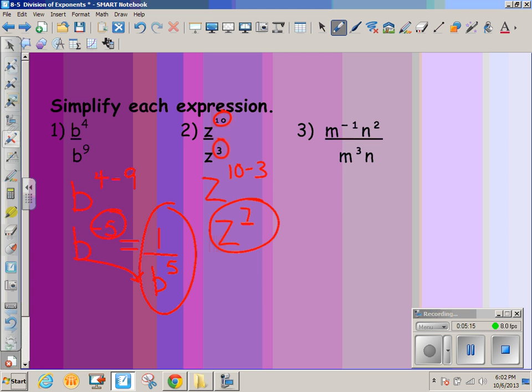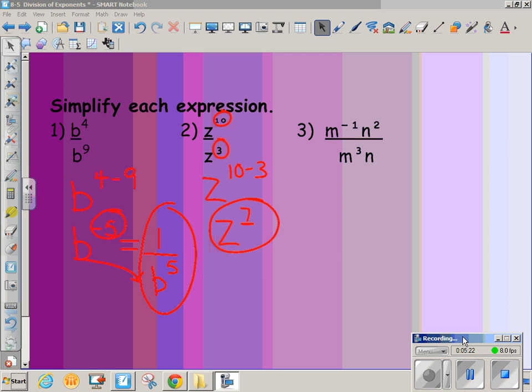Number 3. So now I see a fraction. I see a couple different things going on with this problem. I see an m, I see n's, I see that they are raised to powers of their own within the numerator and the denominator. So the easiest way to do this is to separate it out.